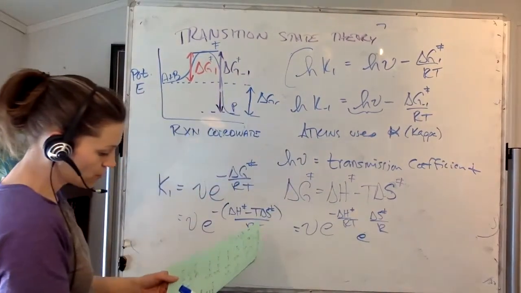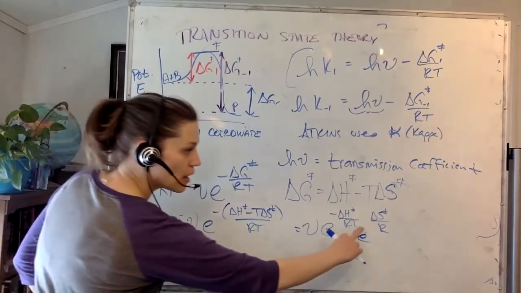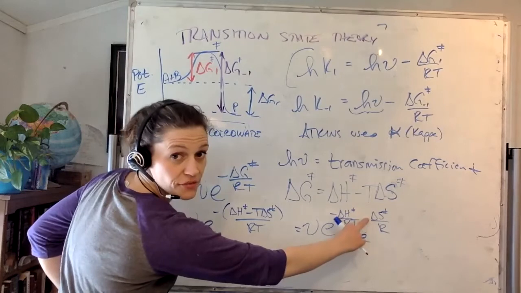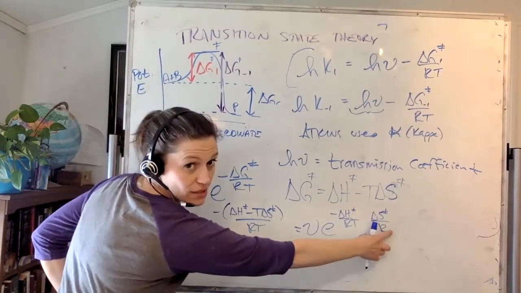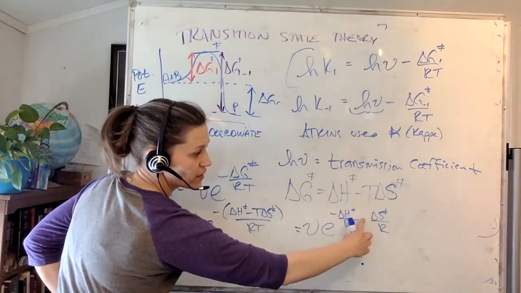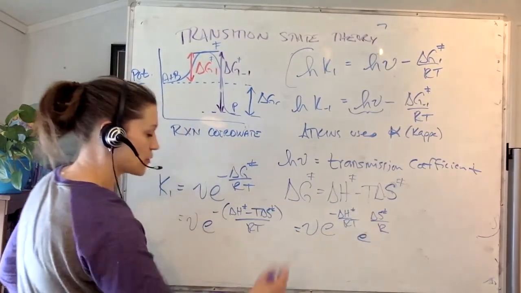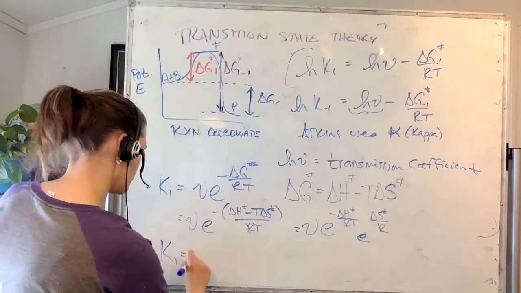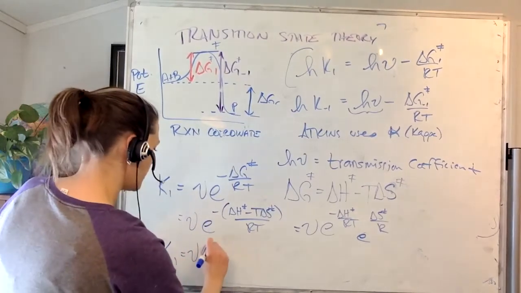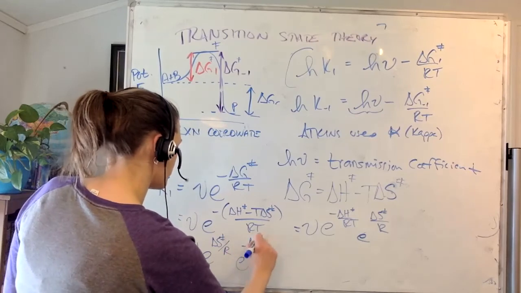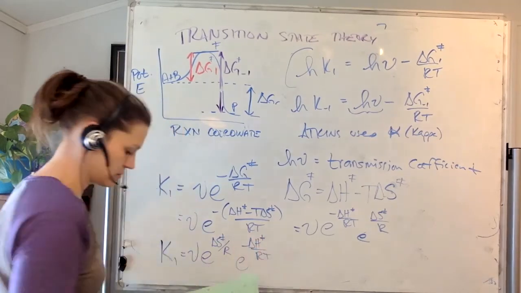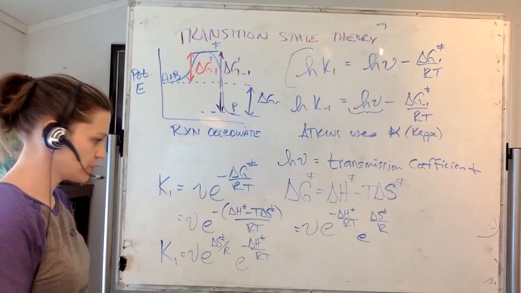Notice how I've now got a positive in front of this value here, and I've got T missing. So the T's canceled, and this negative here became a positive. So I can rewrite this: K1 equals nu, the transmission coefficient, e to the delta S double dagger over R, e to the minus delta H double dagger over RT. Groovy.